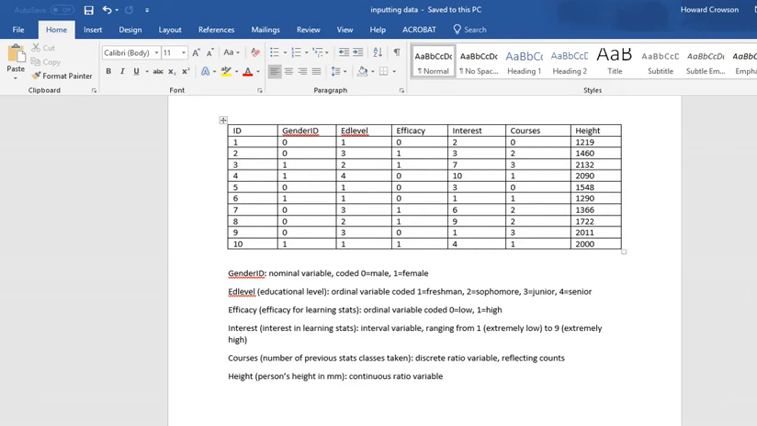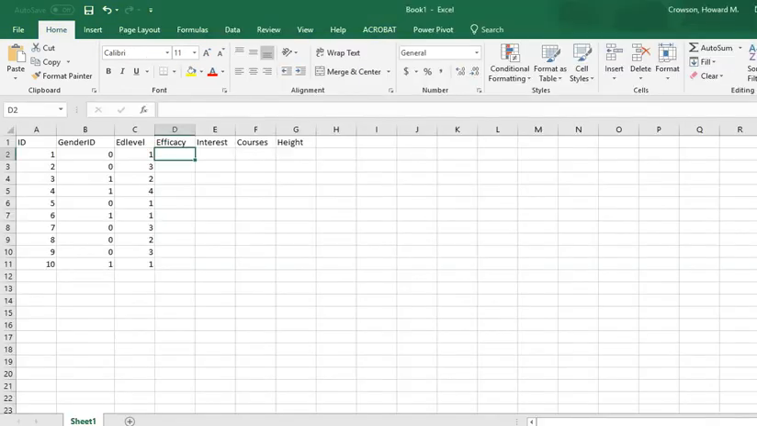So you can see right here that person 1 says that he or she is low in efficacy, person 2 is high, and so forth. So we'll enter those values from the document as well. So I'll type in 0, 1, 1, 0, 0, 0, 1, 1, and 0 and a 1. And there you go. Then we have the interest variable.